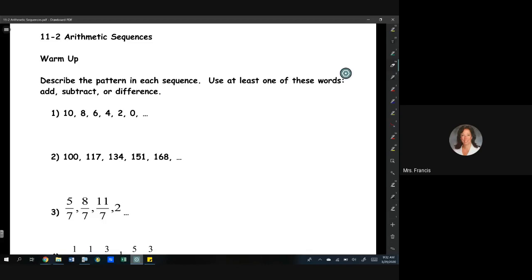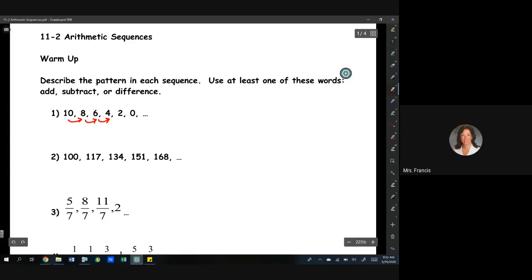So the warm-up here says to describe a pattern in each sequence, use at least one of these words: add, subtract, or difference. This warm-up's really just trying to get your feet wet as to what we're going to be doing throughout the unit, and we're going to be looking at arithmetic and geometric sequences. In the first one, you just really want to see what's happening between each term.